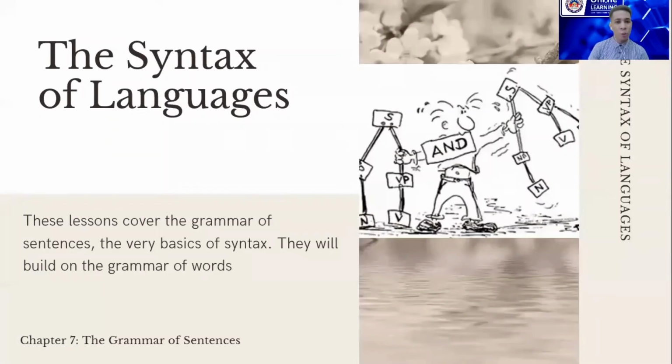So let's first define what syntax is. Just like in math, we say syntax. These are the things that we need to consider to form a word. In math, we use this in order to create a formula. In this lesson, it covers the grammar of sentences and the very basics of syntax. You are also to build on the grammar of words. What are the choices of words that we need to use in a specific context, and how do we use them in a sentence?